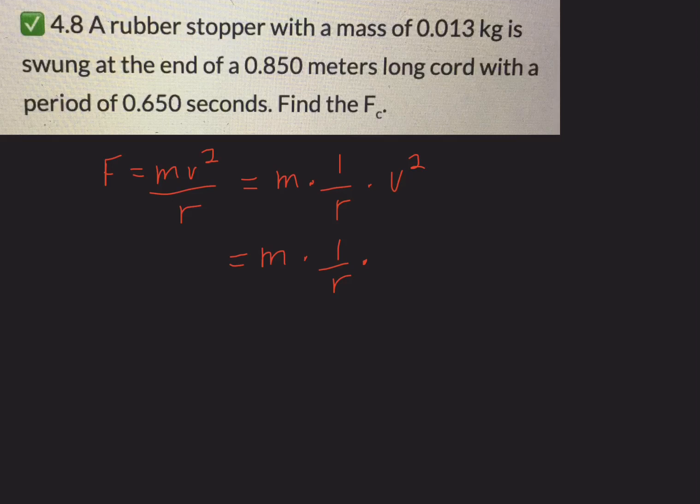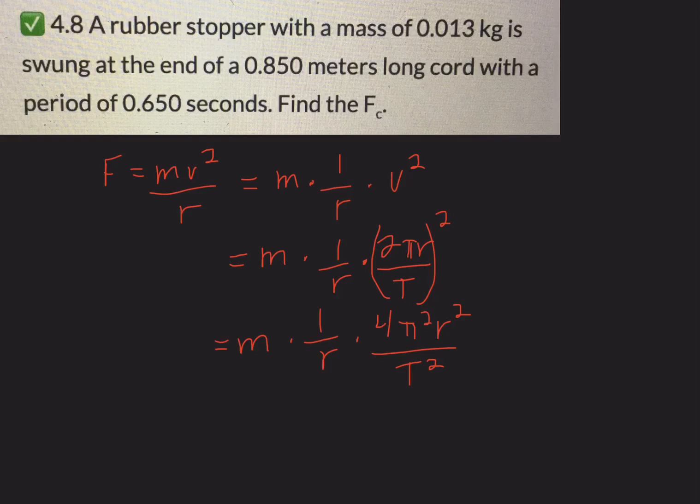Well, the v is distance over time. And how far does it go around one circle? That would be 2 pi r over the time period, which is the period. Now that whole velocity is squared. So m times 1 over r times 4 pi squared r squared over T squared would be the velocity squared.